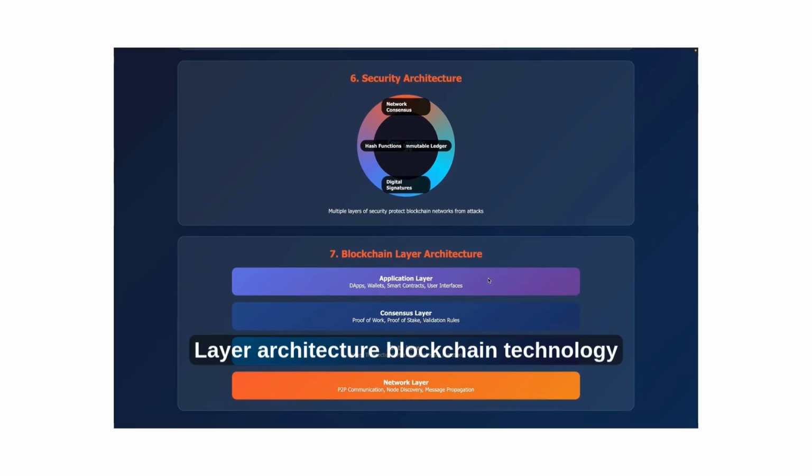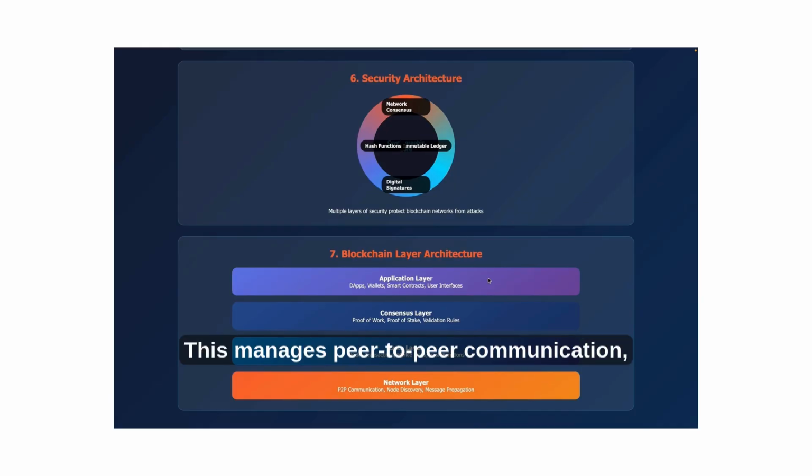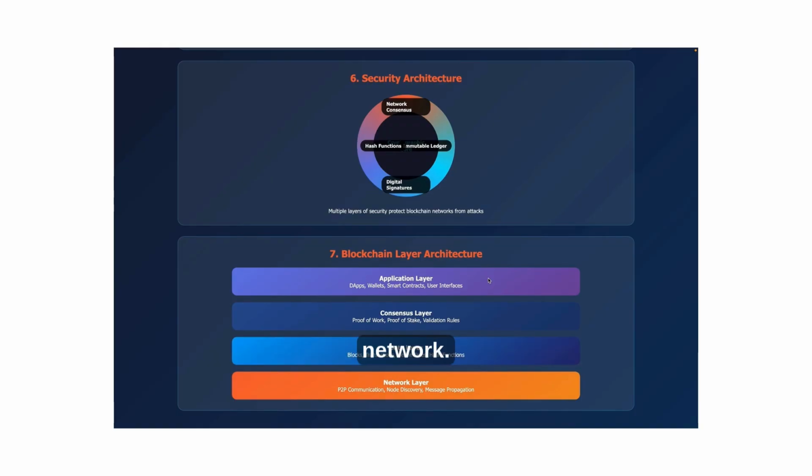Layer architecture. Blockchain technology is built in layers, each serving a specific purpose in the overall system architecture. At the foundation, we have the network layer. This manages peer-to-peer communication, node discovery, and message propagation. It's like the postal system that ensures information reaches every participant in the network.